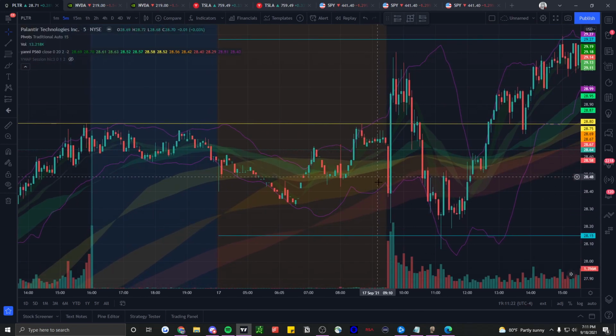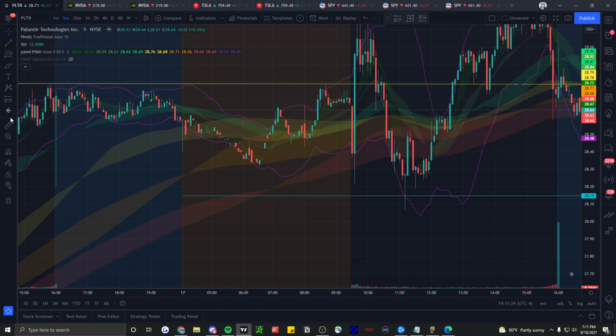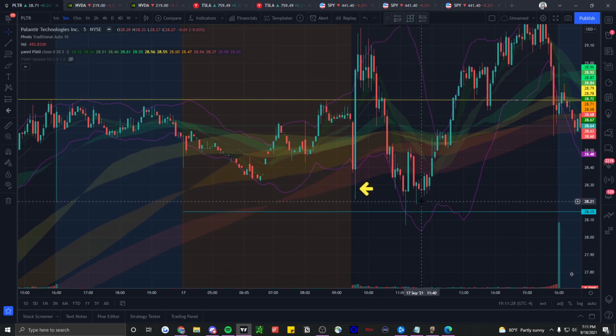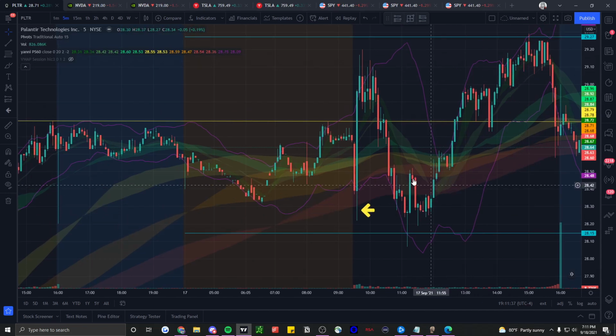We had that quick flush off the open. The 20 moving average was near here. And say you even trade options here. This explosive move off that 20 moving average could provide you with a lot of gamma as the stock moved very aggressively up. But yeah, that is all for PS60.